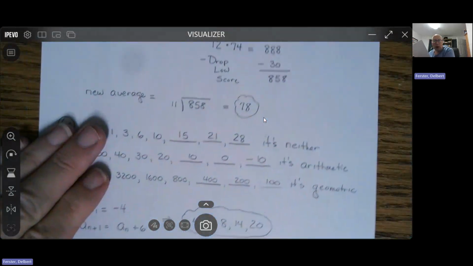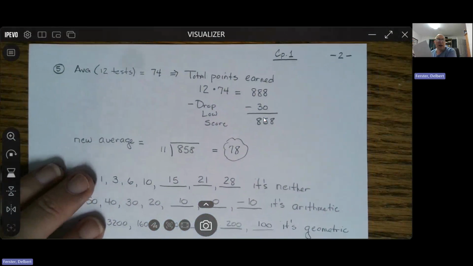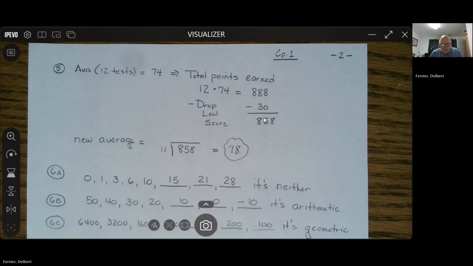All right, visualizer working hard. Okay, continuing work in chapter 1. All right.